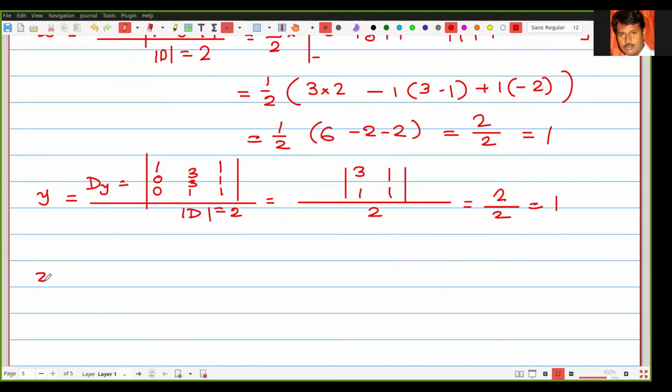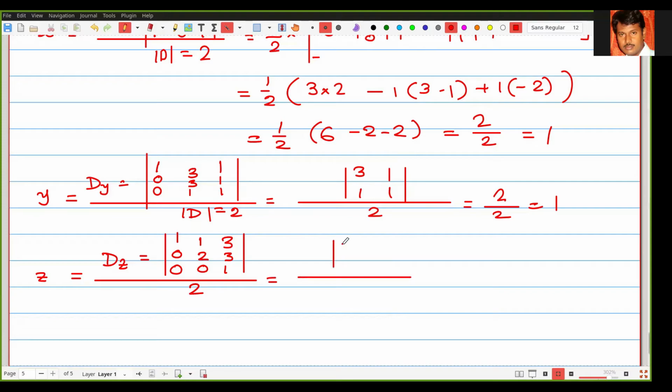And for z we have Dz. The first column remains the same, the second column also remains the same as in the coefficient determinant, and the third column is now 3, 3, 1, divided by 2. So that is now 2, 3, 0, 1 divided by 2, or 2 by 2, or 1. So already we have x equal to 1, y equal to 1, z equal to 1.